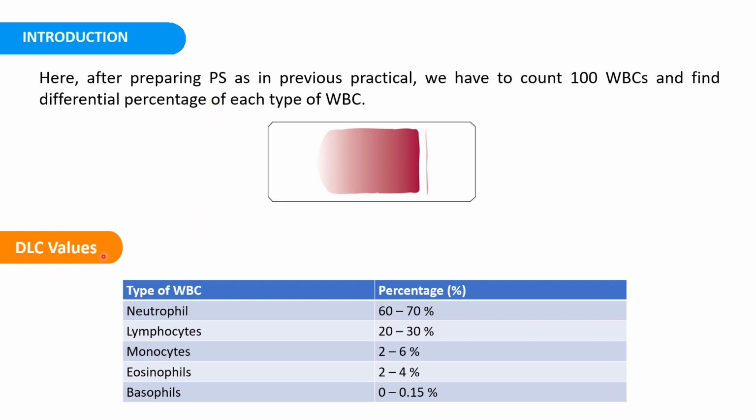For normal differential count values, neutrophils are usually 60 to 70%. That means out of 100 WBCs, 60 to 70 will be neutrophils. Out of 100 WBCs, 20 to 30 will be lymphocytes. Out of 100, 2 to 6 will be monocytes and 2 to 4% will be eosinophils, while basophils are usually 0 or in very rare cases 1 or 2. So that is why it is 0 to 0.15%. This is the distribution of WBCs in a normal person.